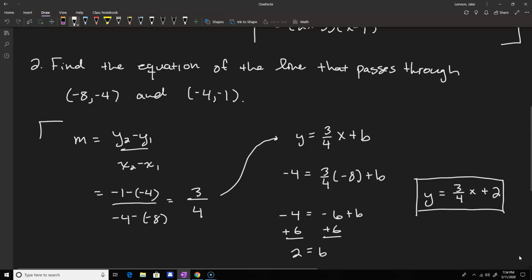And just to check that our answer is correct, we can go ahead and plug in one of the points. Let's say if you plugged in negative 8 for x, we would have negative 6 plus 2, which gives us negative 4. So it looks like it checks out. All right, so let's move on to the third problem.